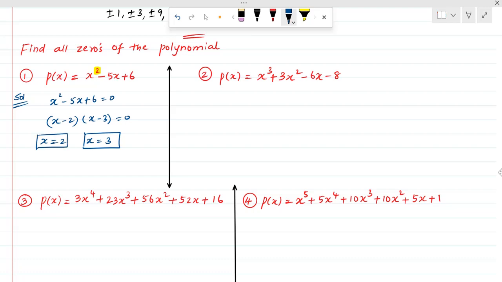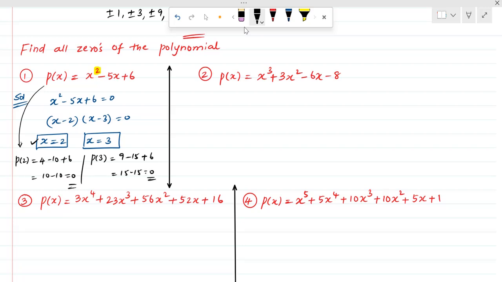So these are the two zeros. If I put these values in the polynomial, it becomes 0. If you want to check, you can check P of 2. I substitute 2, so you will get 4 minus 10 plus 6, which is 10 minus 10, equal to 0. If I substitute P of 3, it becomes 9 minus 15 plus 6, so 15 minus 15. The answer will be 0. Therefore you have two zeros, because the degree is 2.